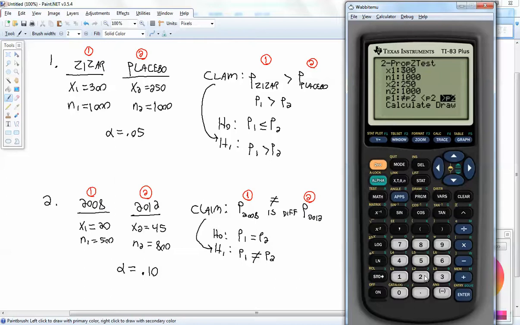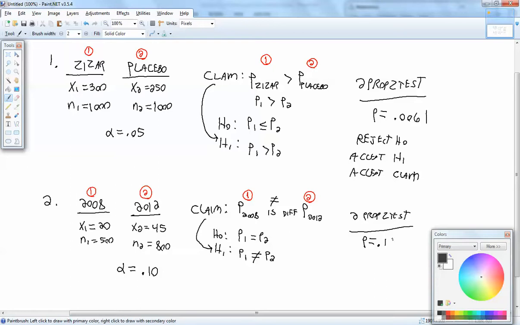X1 is 20. N1 is 500. X2 is 45. Oops. N2 is 800. The symbol on H1 is a not equal to, so I want to put my flashing cursor on not equal to and press enter. And then choose calculate. And we get P is 0.1909.